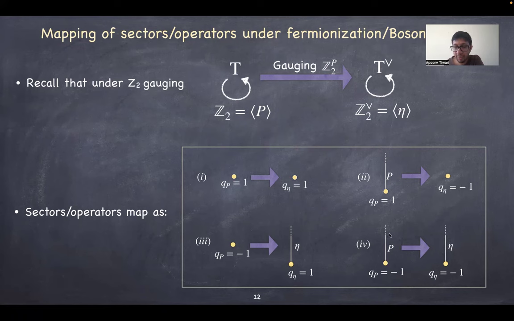If you're more familiar with lattice systems, you can think of a 1D chain of two-dimensional local Hilbert spaces, and the Z2 symmetry is implemented by spin flip, so some product of sigma x's.